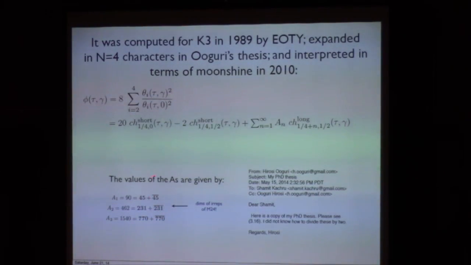And these are dimensions of irreducible representations of M24. And when I went to Caltech to give a talk about what I'm talking about now, Ooguri sent me a copy of his thesis and said, please see equation 3.16 where this appears. I did not know how to divide these by 2. Regards, Hiroshi. So you see, in monstrous moonshine, the trick was to add 1. Now we're much more sophisticated, and you have to divide by 2.